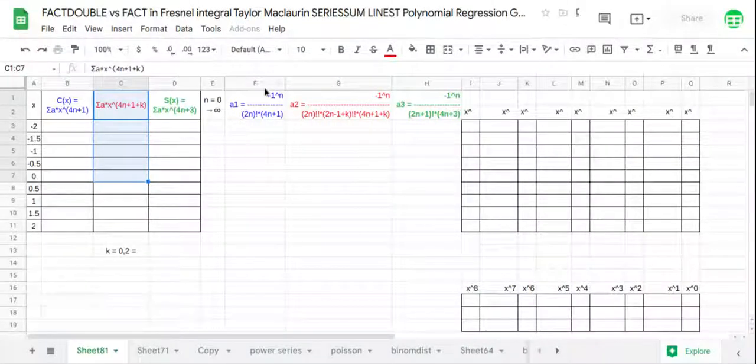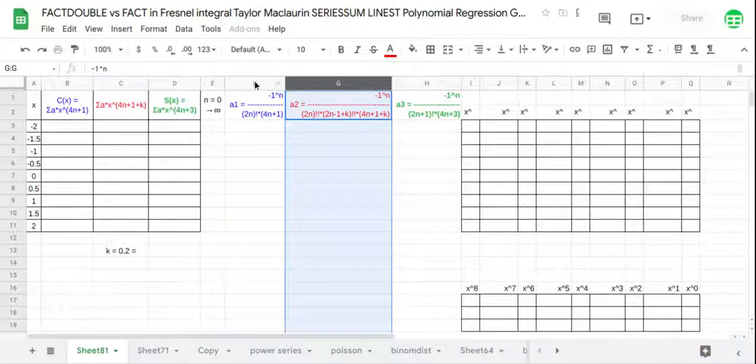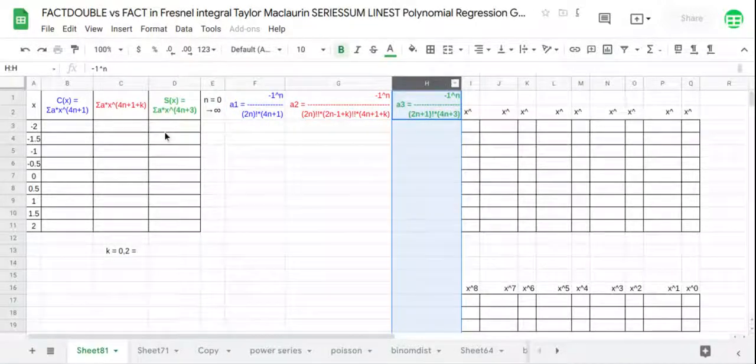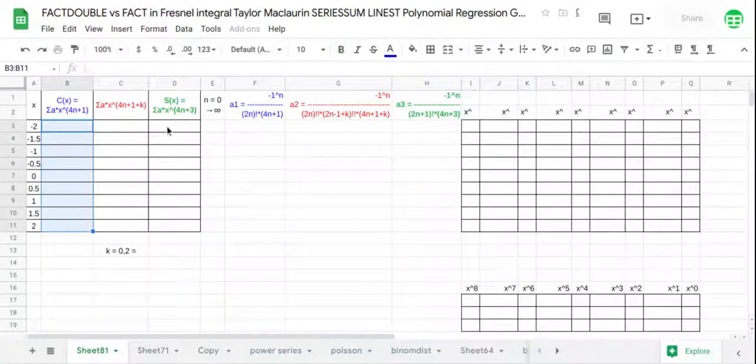In this video, we'll use double factorial and factorial to generate the Taylor-Maclaurin series sum of the Fresnel cosine and sine integral and the expansion for both. We begin with the formula of the Fresnel cosine integral, which is the summation of a times x to the power 4n plus 1, while the sine is the summation of a times x to the power 4n plus 3, and the expansion for both is the summation of a times x to the power 4n plus 1 plus k, where the value of k is 0 or 2.